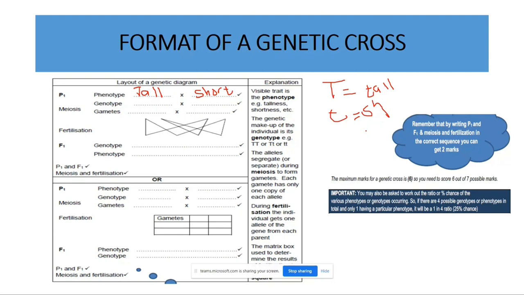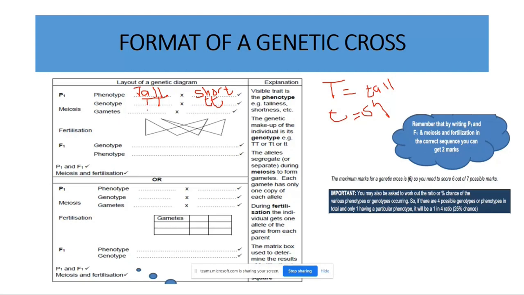Which characteristic is recessive? Short, right? If I tell you a homozygous tall plant, what does homozygous mean? Both the alleles are the same. So I can't have big T, small t. Is crossed with a short plant. The only genotype that a short plant can have is small t, small t. Because as soon as I put a big T in, it gets the dominant characteristic. Because the dominant always masks the recessive gene.